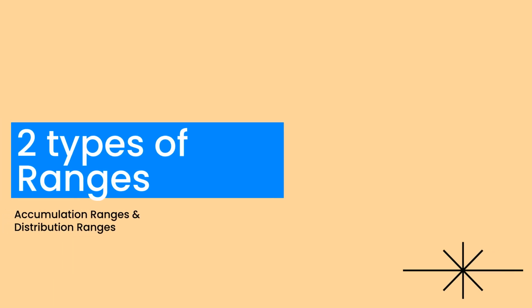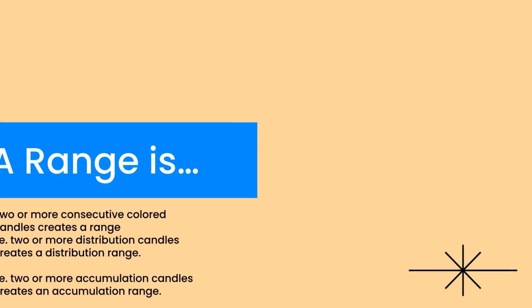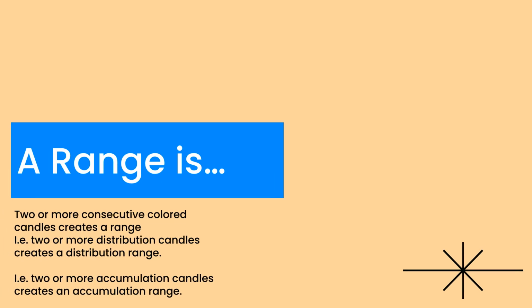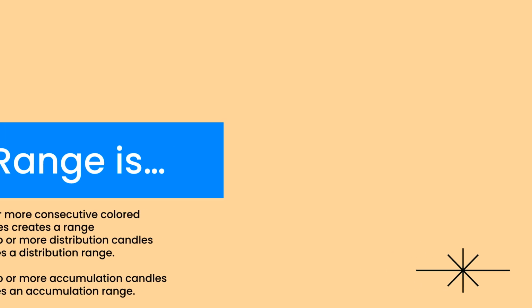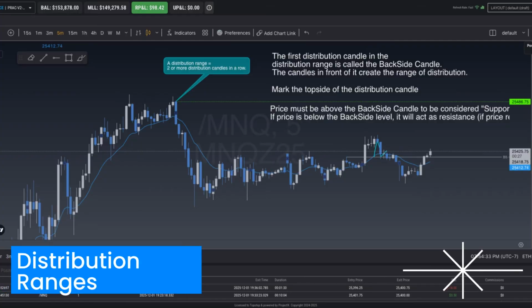Just as there are two types of candles, accumulation and distribution, there are two types of ranges. A range is two or more consecutive colored candles that create a range. For example, two or more distribution candles creates a distribution range. Two or more accumulation candles creates an accumulation range. Feel free to pause and read what's written on the screen.